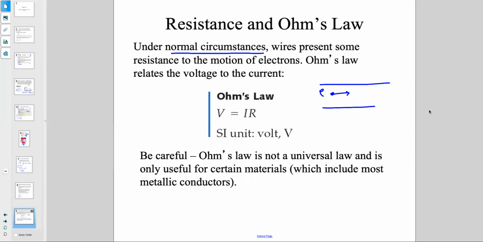Ohm's law relates the voltage to the current. So in other words, as I just showed over there, V equals IR. Voltage equals I, which is the current, times the resistance, which is in ohms.